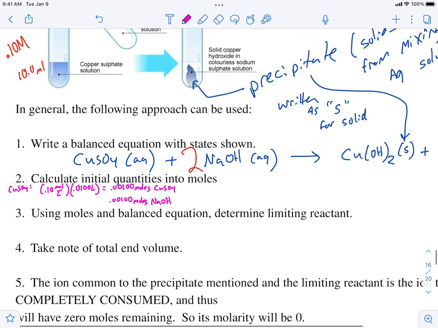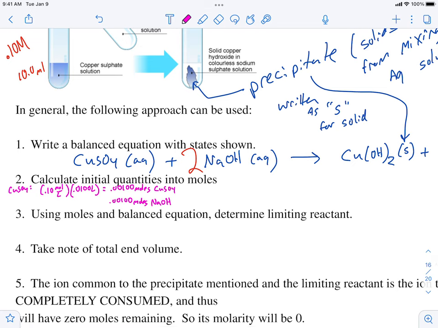Determine the limiting reactant. This now becomes a limiting reactant problem. We have a balanced equation, and what you solve for whenever there is a precipitate is the precipitate. So we're going to solve for copper hydroxide. 0.00100 moles of CuSO4, and we're going to solve for Cu(OH)2. So 1 Cu(OH)2 for every 1 CuSO4. So 0.00100 moles of Cu(OH)2. That is from the perspective of copper sulfate, but remember, you always do this for however many reactants there are. So we do this again for the sodium hydroxide.